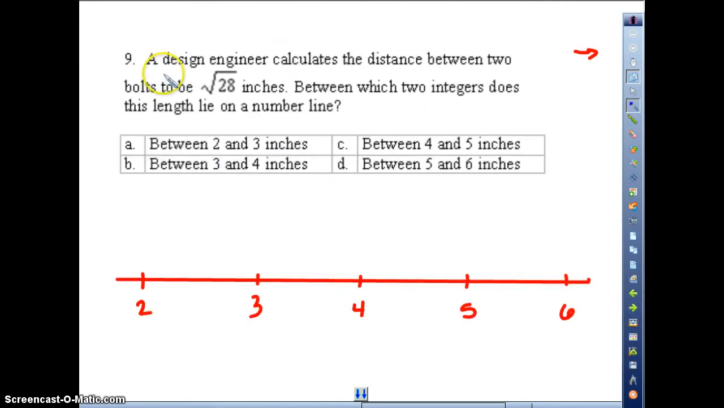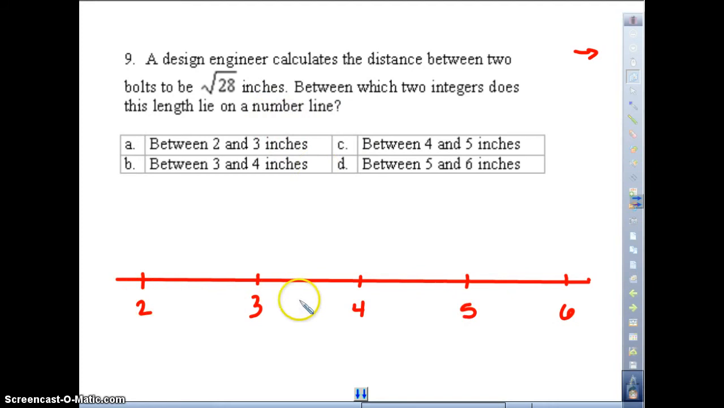Okay, a design engineer calculates. All right, let's try this one again. A design engineer calculates the distance between two bolts to be the square root of 28 inches. Between which two integers does this length lie on a number line? You know, they didn't give you a number line, so you should draw a what?